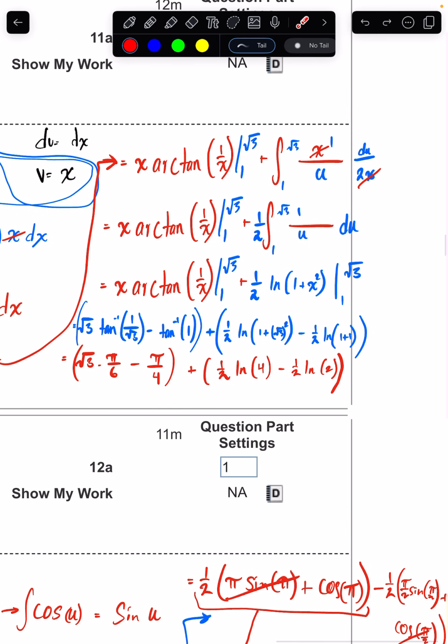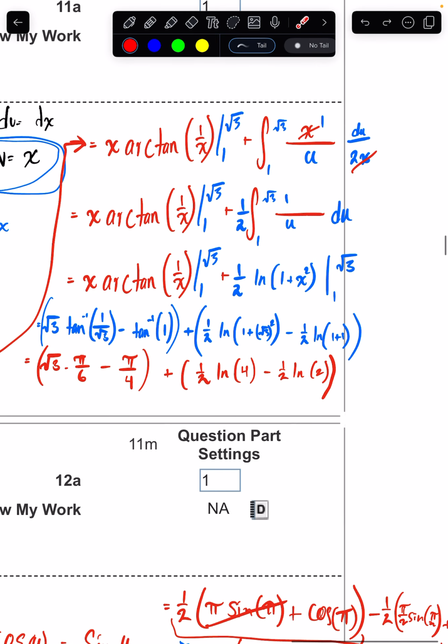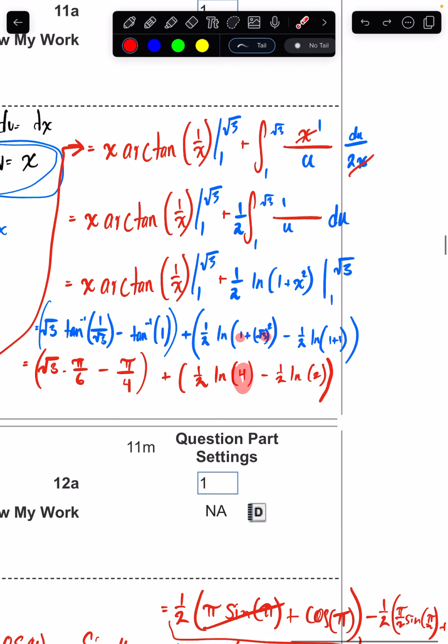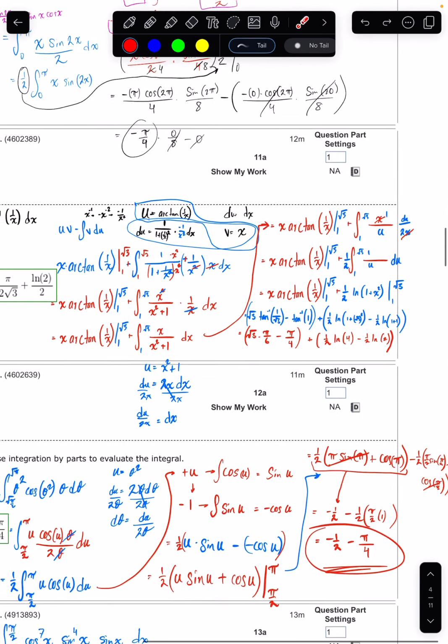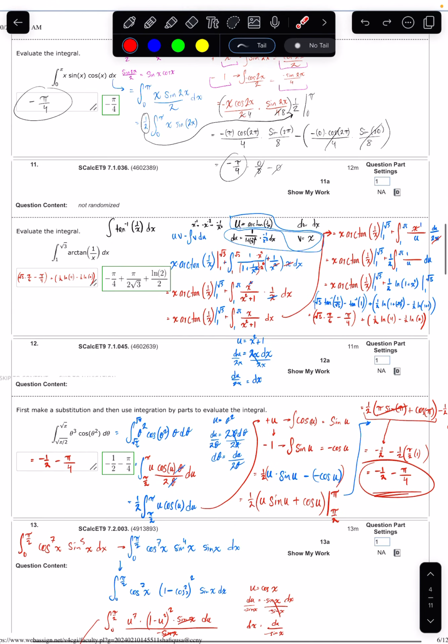Same thing applies here. You're left with 1/2 of ln of 1 plus square root of 3 squared, which is ln of 4. And over here, ln of 1 plus 1, which is ln of 2. And then this should be your answer.